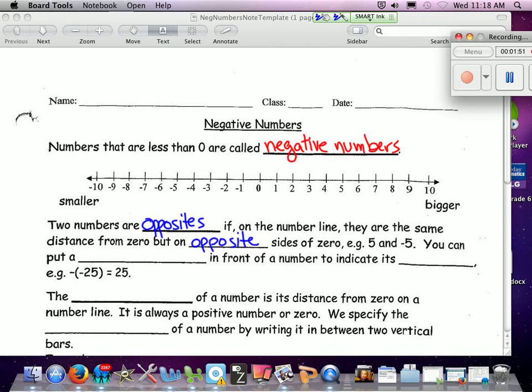So you would say, we have a notation here. You can put a negative sign in front of a number to indicate that we're looking for its opposite. So the example here has the negative of -25, which means I want to find the opposite of -25, and therefore I would have 25 be the result.